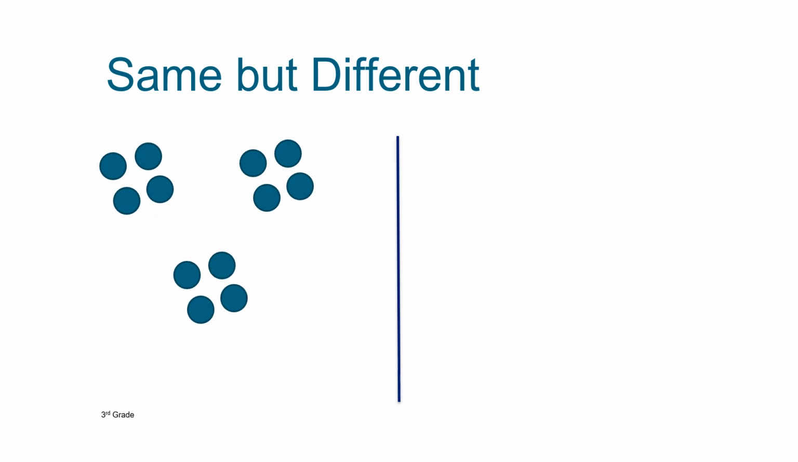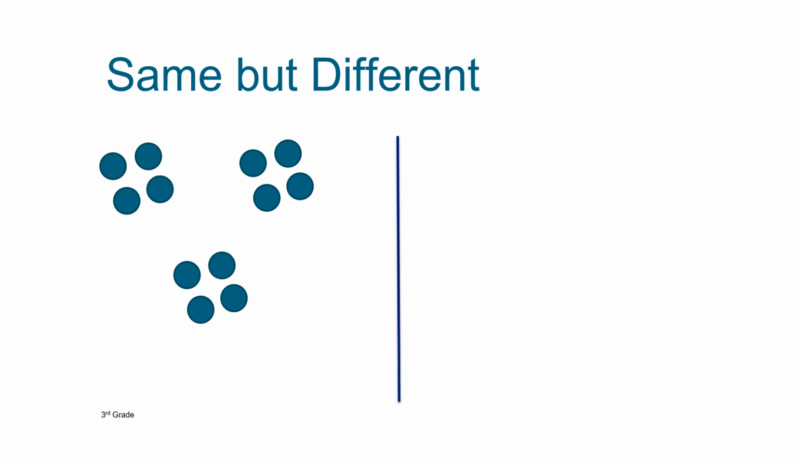We're going to continue our same but different activity. This time we have the left side of the screen. What is the left side showing us? It is showing us 3 groups of 4. How many dots is the left side showing us? 3 groups of 4 is 12.